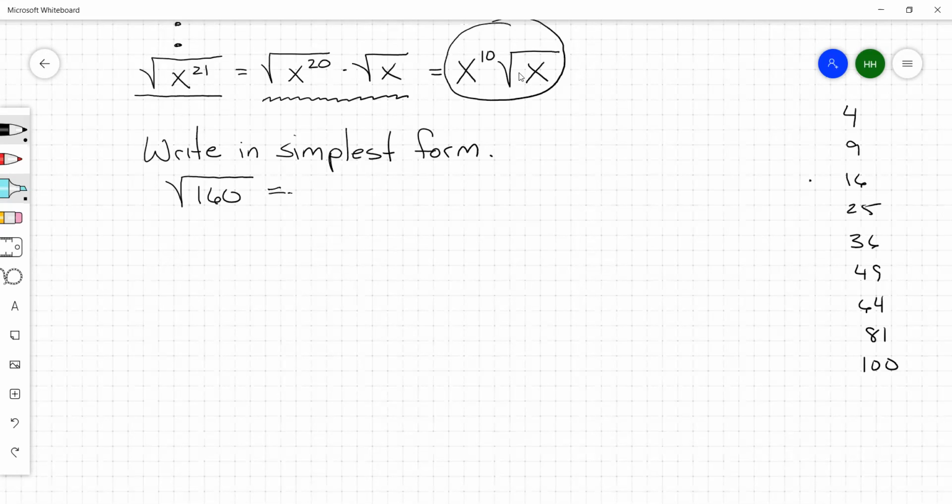But 25 doesn't go. And 160 divided by 36 doesn't go. And hopefully you know that 49 won't go into 160 evenly, and neither will 64. So 16 is your largest perfect square that goes into 160. So we break this down to the square root of 16 times the square root of 10. And then we simplify this perfect square. So what this simplifies to is 4 times the square root of 10. That is your simplest form.